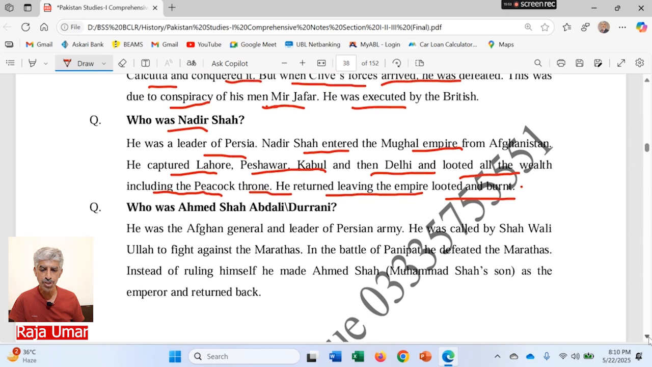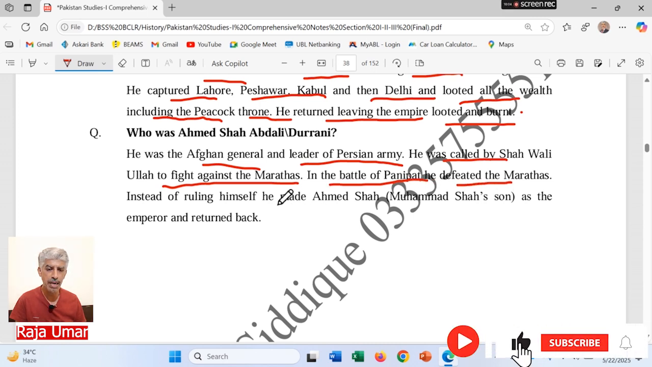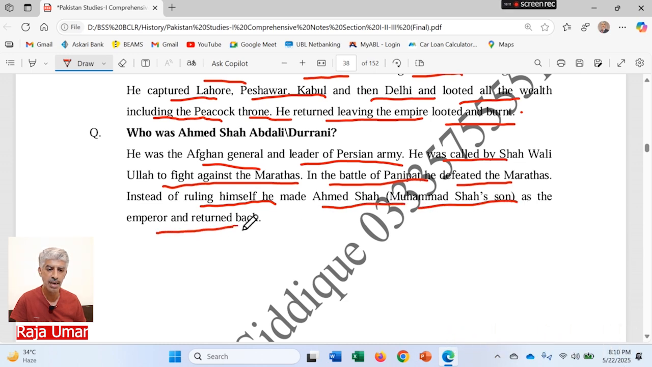Who was Ahmad Shah Abdali or Ahmad Shah Durrani? He was the Afghan general and leader of the Persian army. He was called by Shah Waliullah to fight against the Marathas in the Battle of Panipat, and he defeated the Marathas. Instead of ruling himself, he made Ahmad Shah, Muhammad Shah's son, the emperor and returned.